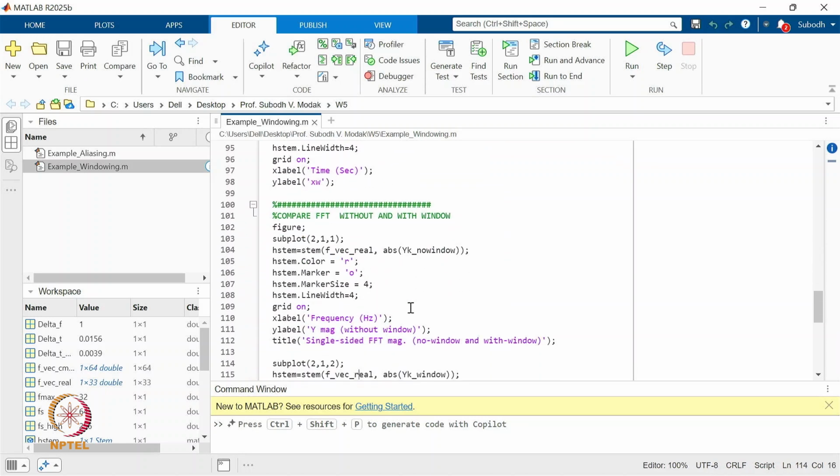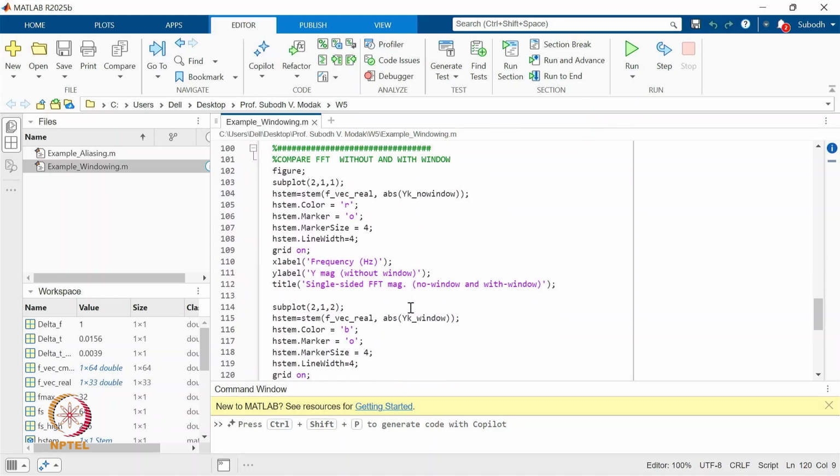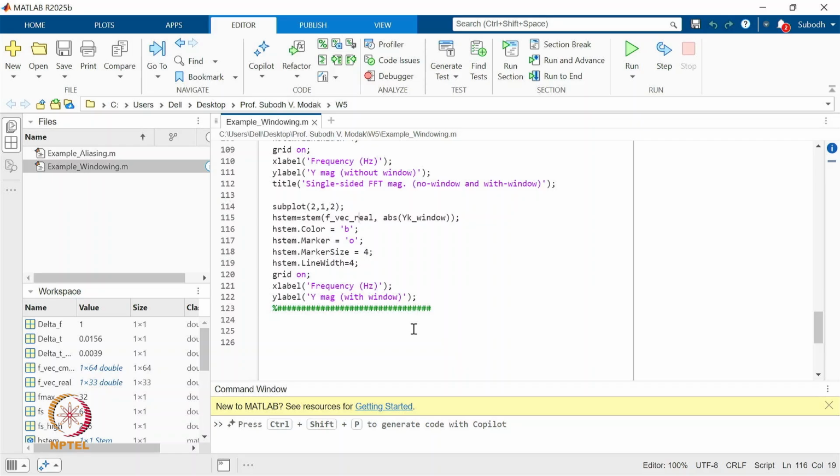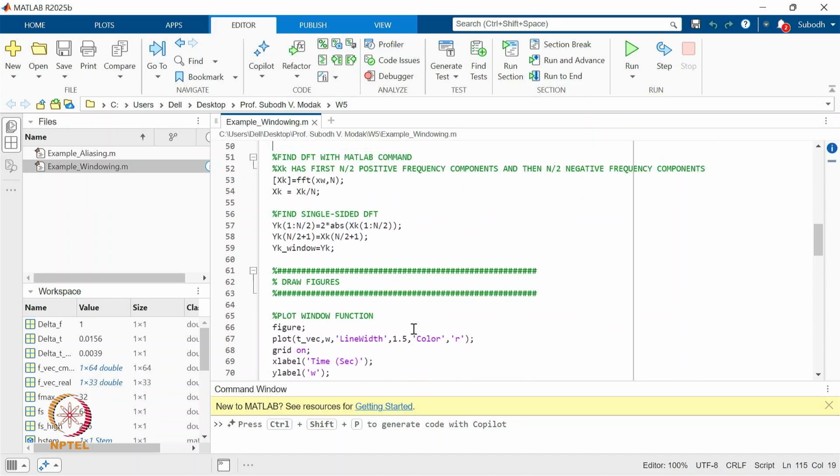After this, we can similarly make a figure with two subplots, here you can see 2 comma 1 comma 1, and I am comparing the FFT without and with window. First I make a stem plot of the absolute value of the FFT without window, and then in subplot 2 comma 1 comma 2 I am making a stem plot of the FFT of the signal with window, right. So, that essentially completes our code. Okay. So, let us run this code now.